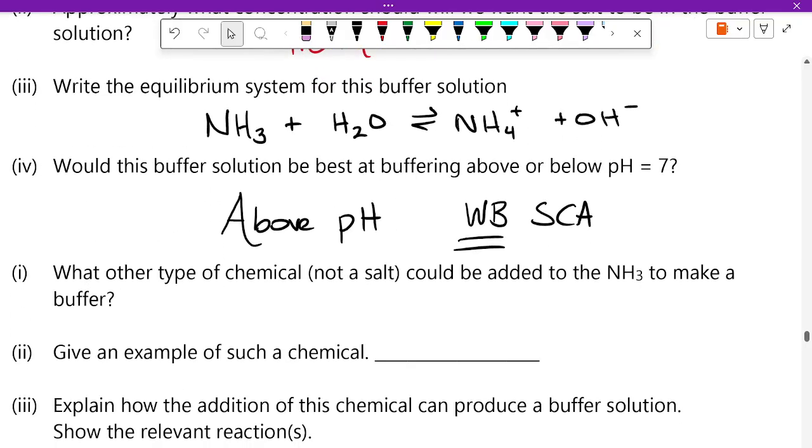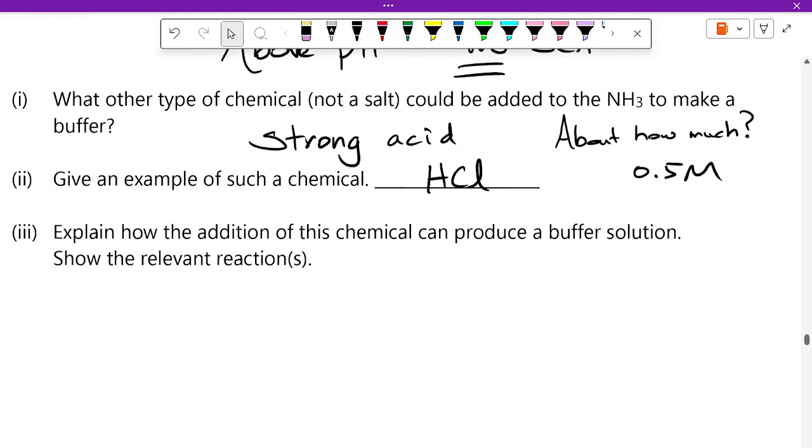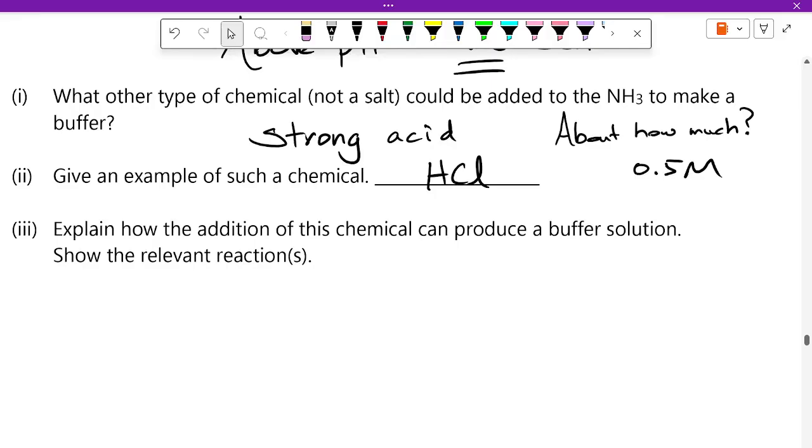What other type of chemical, not a salt, could be added to the NH3 to make a buffer? Yes, you could add a strong acid. Example, HCl, beautiful. About how much would you add? I should have put that in here. Okay, explain how the addition of this chemical can produce a buffer solution. Show the relevant reactions.